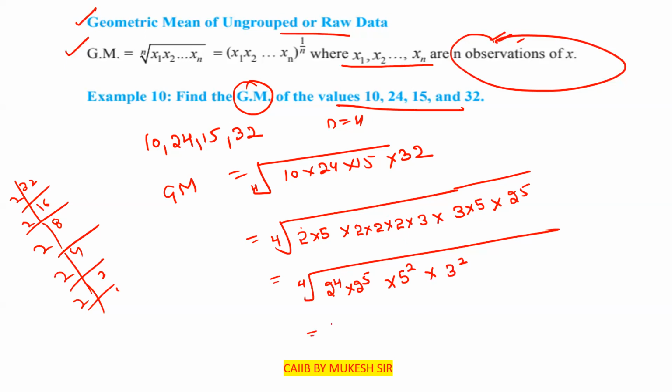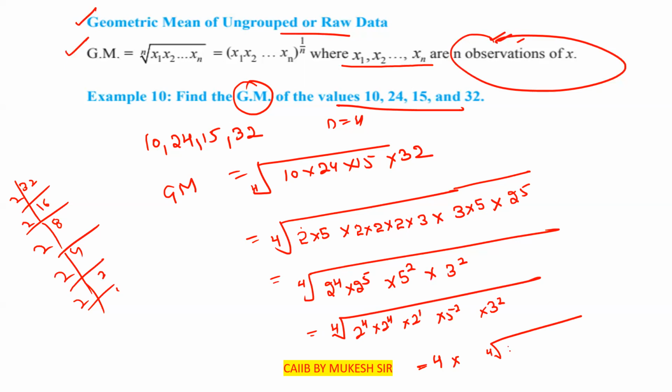So we will take it like this: 2 4 into 2 4 into 2 1 into 5 2 into 3 2. So these two will come out, that is 4 into 2 into 25 into 9. Clear? So we will write this one: 50 into 9. It comes out to 4 into the fourth root of 450.